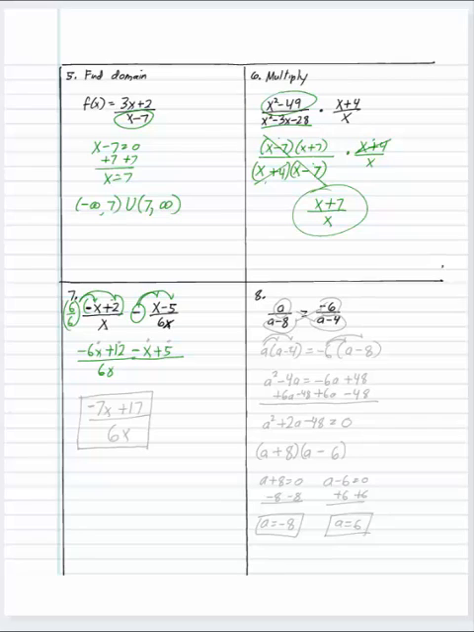And then from here we'll combine our like terms. Negative 6 and negative x becomes negative 7x. 12 and 5 becomes 17. And all of that is over 6x.